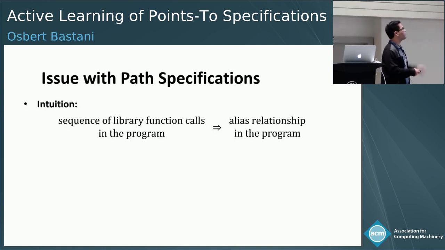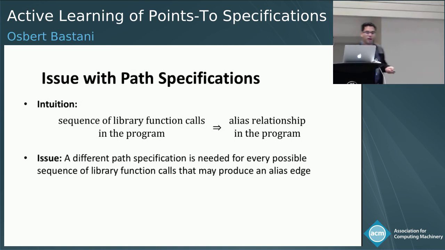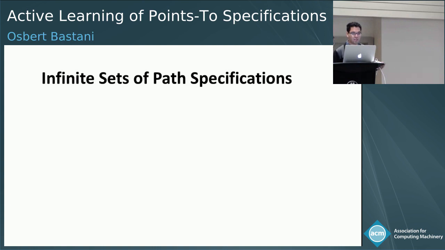It says that if a sequence of calls to library functions appears in the program, where the parameters and return values are wired maybe in some special way, then this implies an aliasing relationship will appear in the program. And the issue is that we actually are going to need a different path specification for every possible sequence of library function calls that may occur in the program.